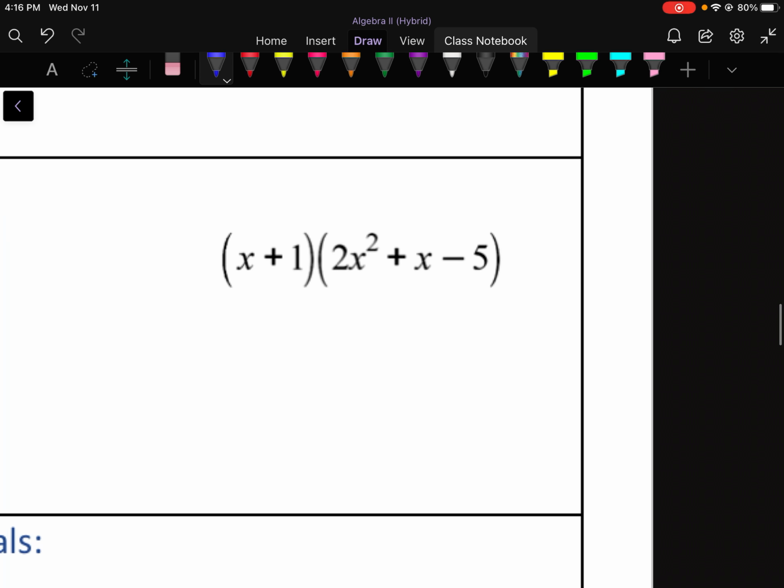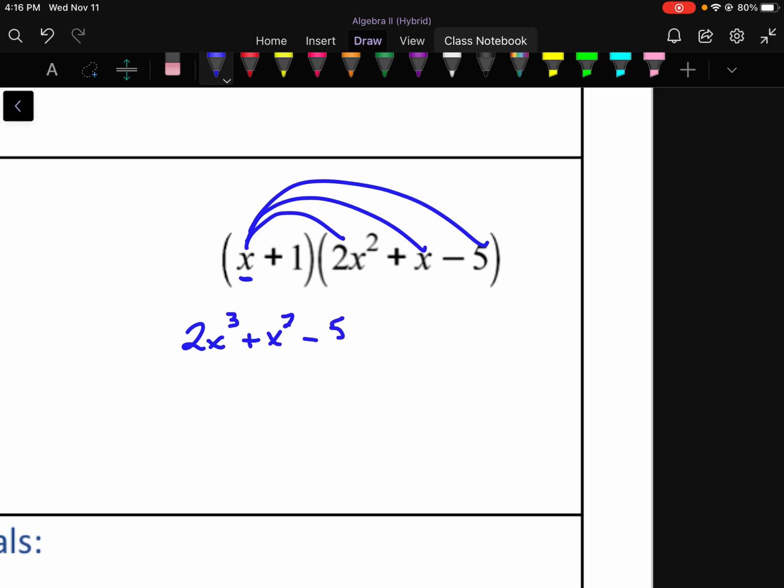So we've done problems like this before. Off to the right side, this is the same thing. You take your first term, x, you multiply it all the way through your second polynomial. So x times 2x squared is 2x cubed plus x squared minus 5x. But you also have to take your second term and multiply it all the way through as well. That's just distributing. So plus 2x squared plus x minus 5. Now once you get here, combine like terms and you are done.